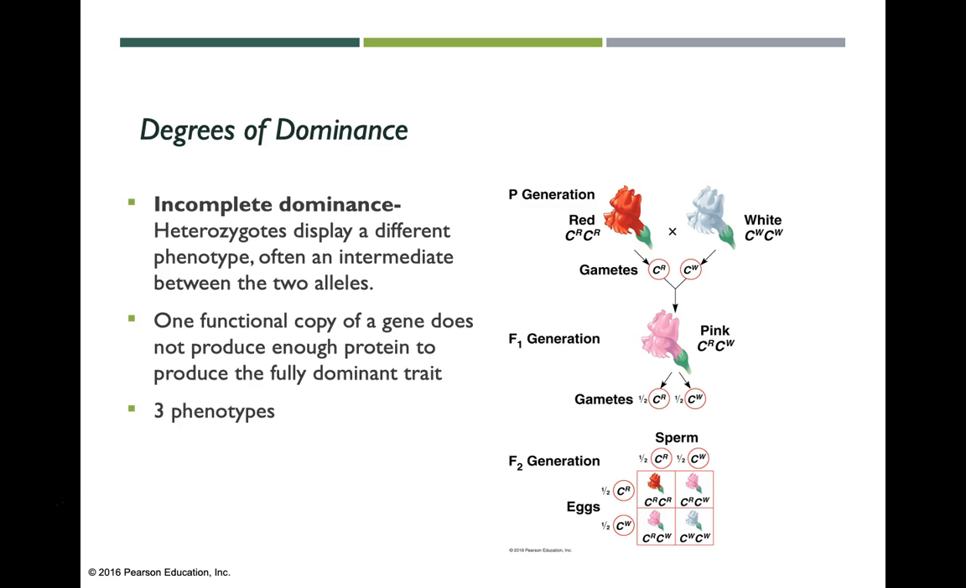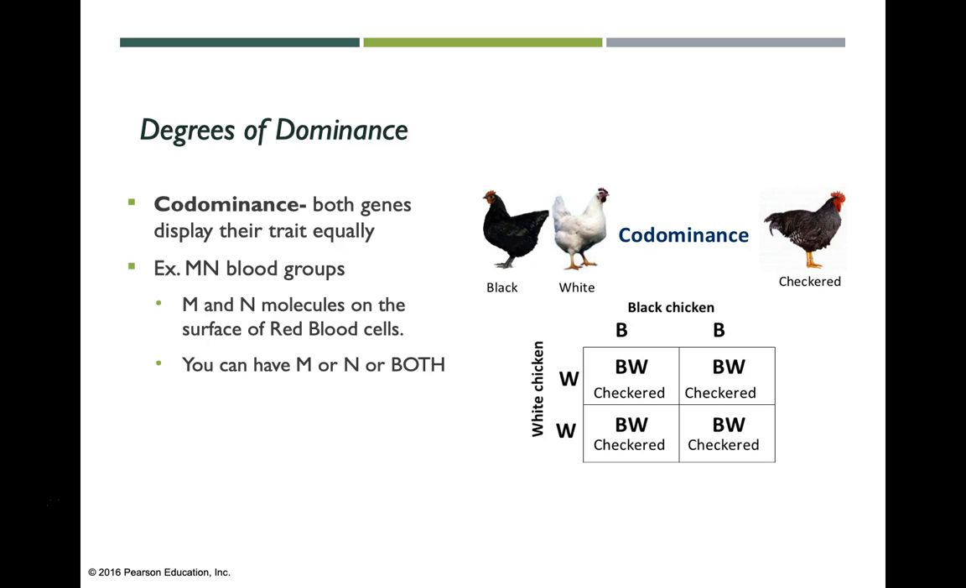So you can identify incomplete dominance by an intermediate heterozygous trait, something that is somewhere in the range between the parents, but not quite either one of them. We can also have codominance. So this is different in that in codominance, both genes are displayed equally. So this means that you can easily see both types of parental traits in the individuals.